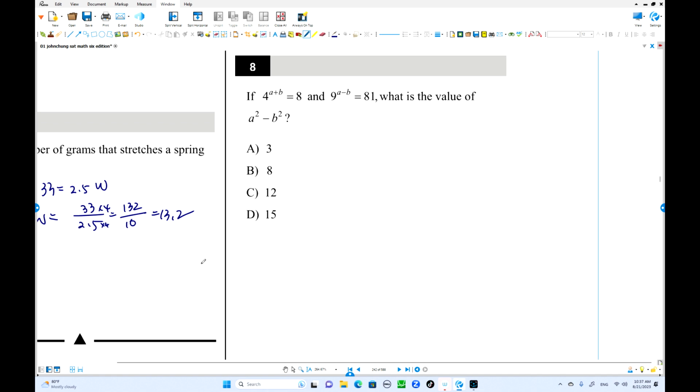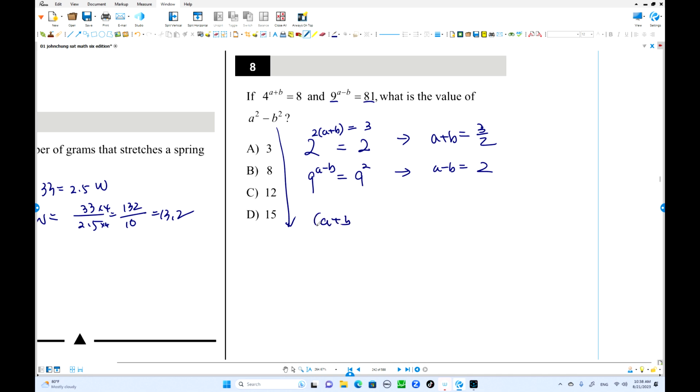Number 8. 8 to the... 4 to the a plus b is 8. This is the exponent. You're going to find a squared minus b squared. 4 is 2 to the what? 2 squared, and 8 is 2 cubed. From here, you can find a plus b equals what? 3 over 2, right? Exponents must be equal. This is already 9, so 9 to the a minus b equals 81, which is 9 squared. This is a minus b equals 2. So a squared minus b squared is what? a plus b times a minus b, okay? So you multiply these two numbers here and here. 3 over 2 times 2 equals 3 is this, okay? That is number 8.